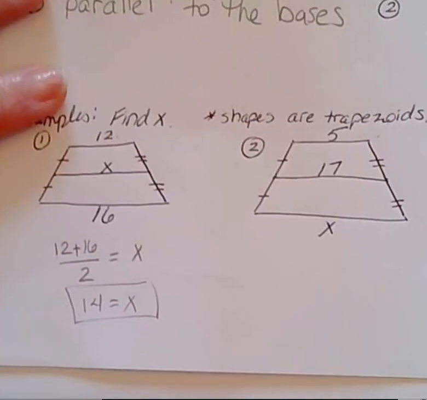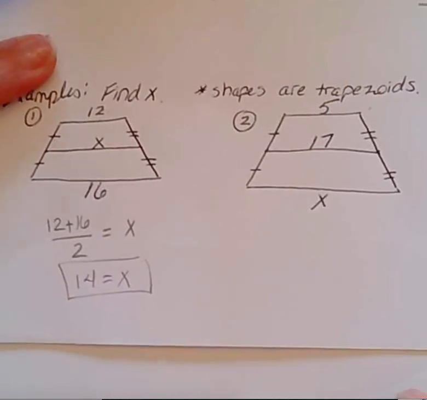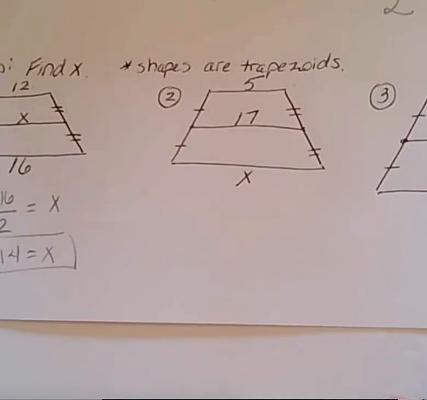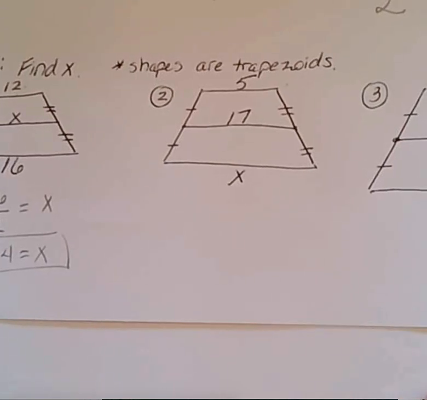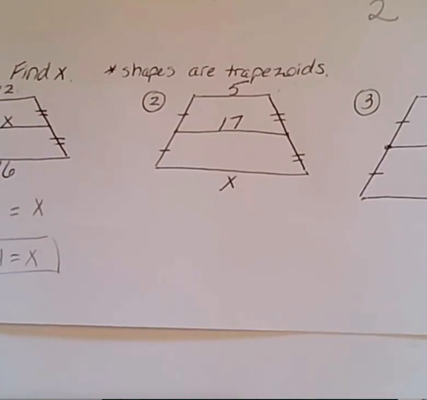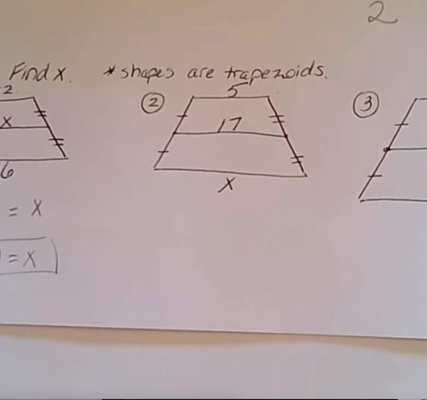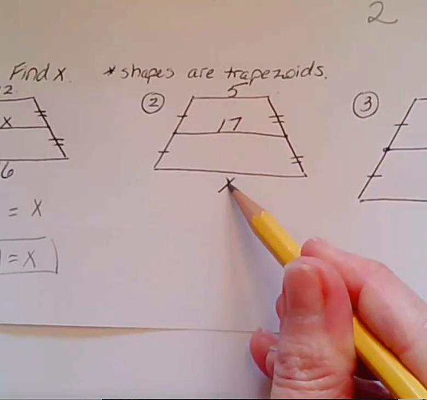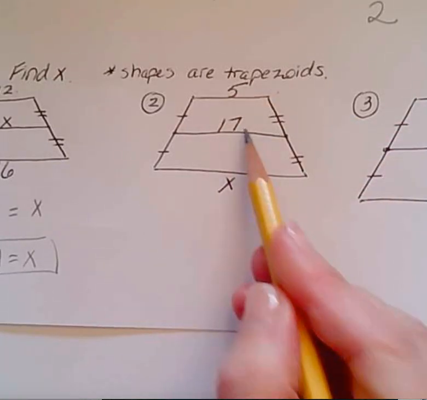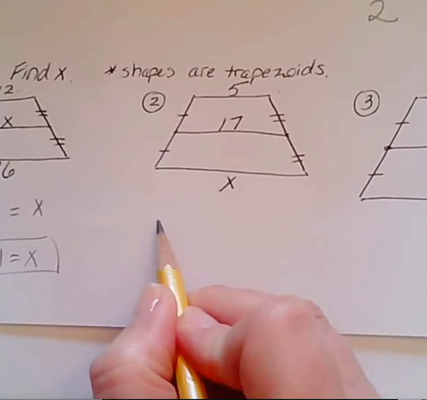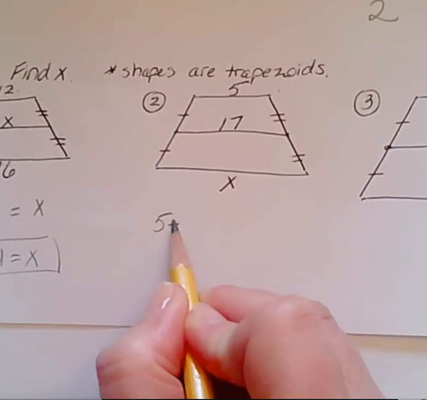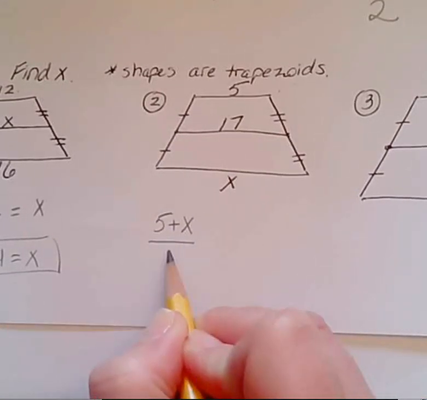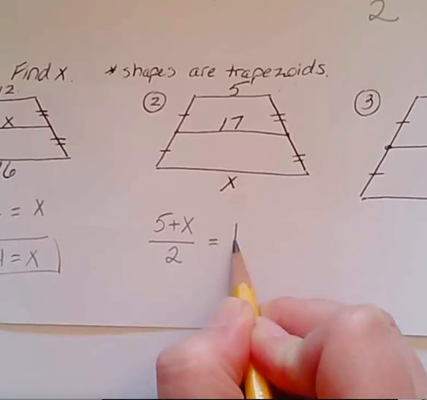Some of you were thinking, I already know what number's in between 12 and 16. If you got 14, good for you. That's the answer. So moving on to number 2. Add your bases, divide by 2, and it's equal to 17. So 5 plus x divided by 2 is equal to 17.